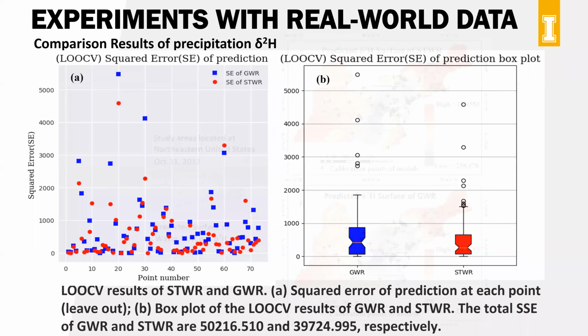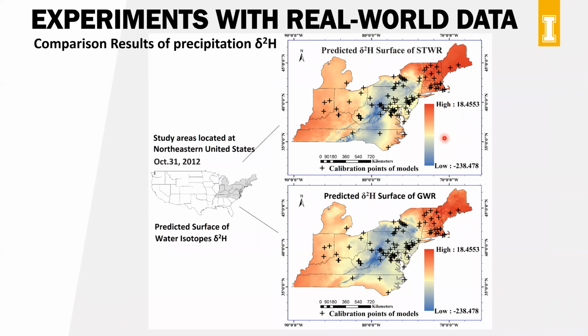And this is showing the prediction using the model. The top one is the prediction using STWR, and this image is the prediction using GWR. All right, this is the introduction of this algorithm. Next, let me show you the code and how to run this model.